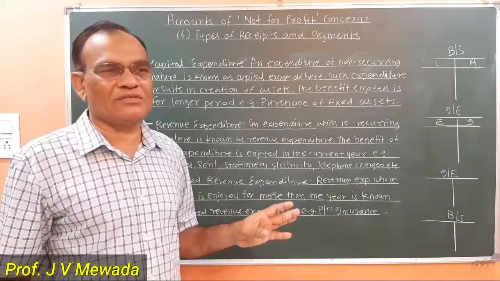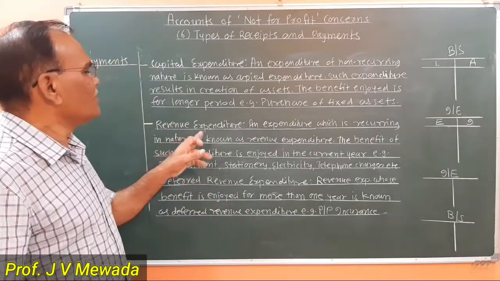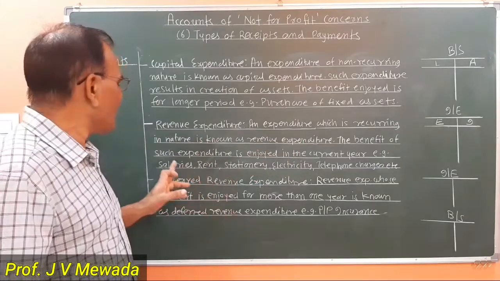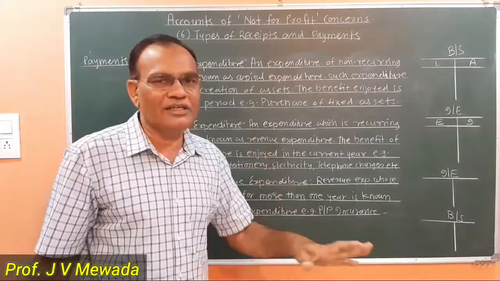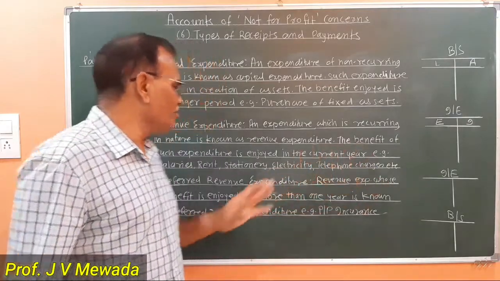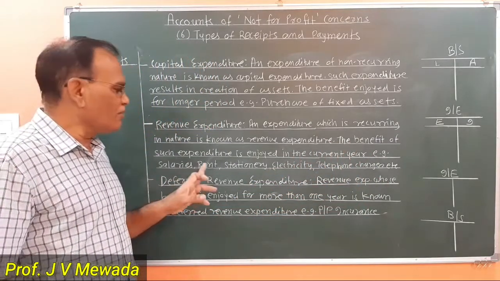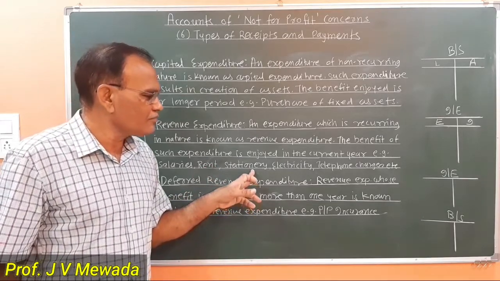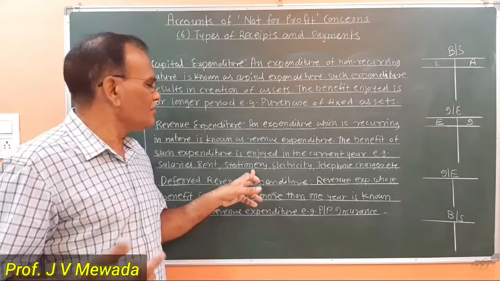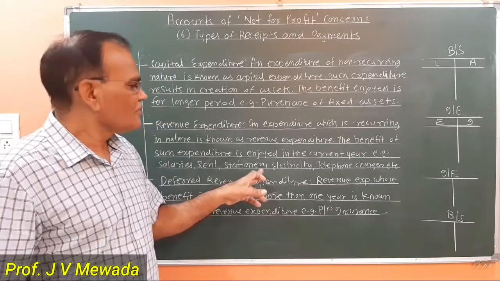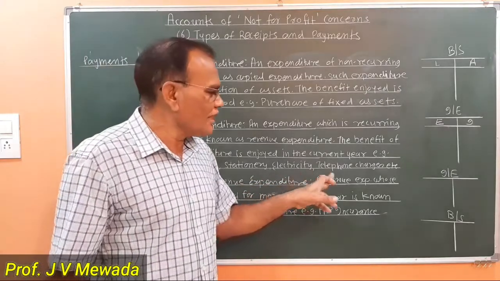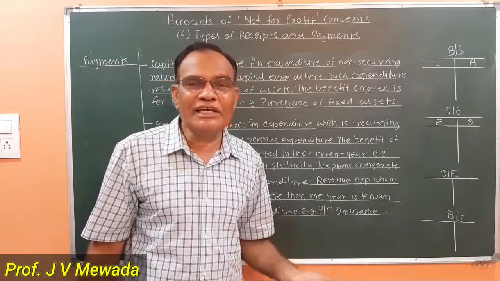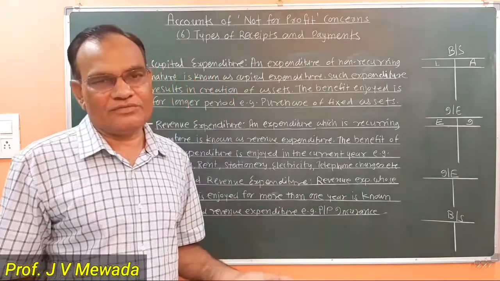We are doing the routine expenses. See, here it is given, an expenditure which is recurring in nature is known as revenue expenditure. The benefit of such expenditure is enjoyed in the current year only. For example, we are paying salaries, we are paying rent, we are purchasing stationery which we are consuming in the business, which we are using in the office. Electricity bill we are paying, telephone bill we are paying, traveling. All these are the routine expenses which are recurring in nature.